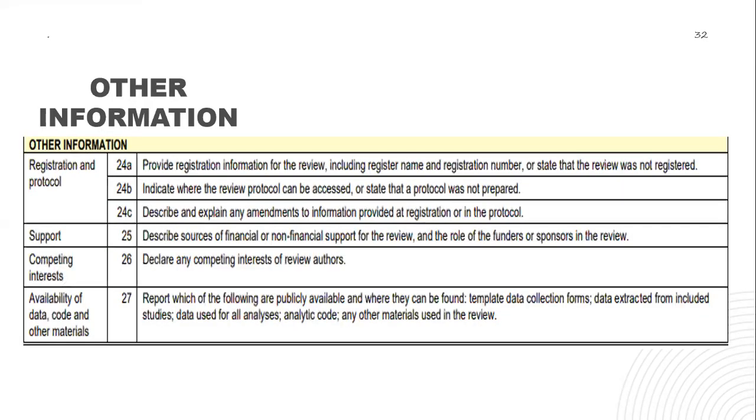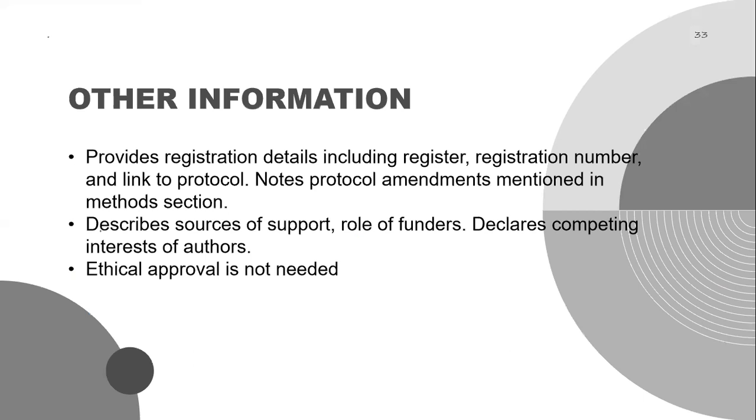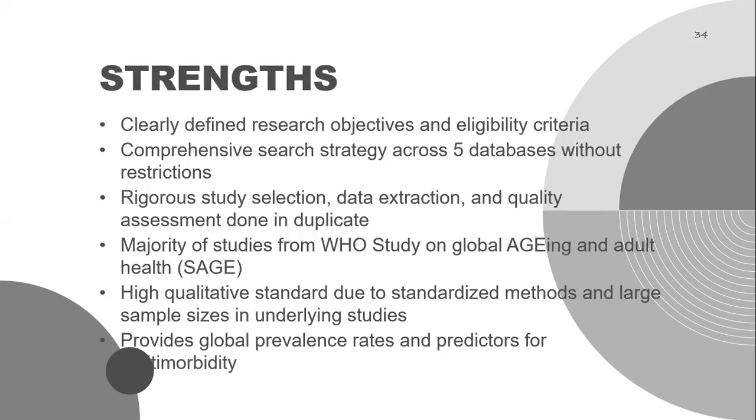So, for other information, we look according to the PRISMA checklist at whether registration and protocol are provided, support is provided, competing interests are provided or not, and availability of data, code, and other materials. So, this systematic review provides registration details including the registration number and link to the protocol, notes protocol amendments mentioned in the method section, describes sources of support, role of funders, declares competing interests of authors, and ethical approval was taken although it wasn't needed.